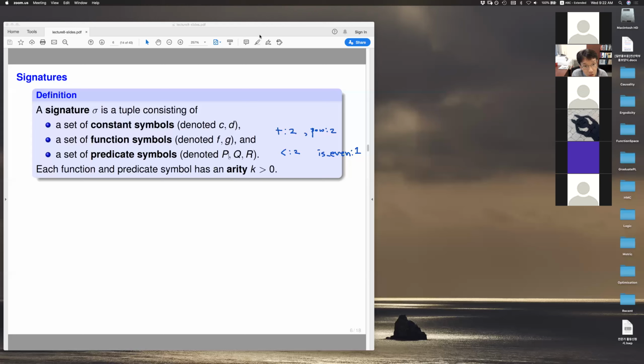Another way to think about this is a bit like a Java interface, where we specify which kinds of constant values or constant expressions are available, and which kinds of methods are available, and so on.